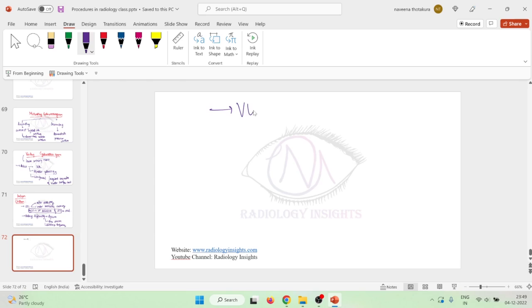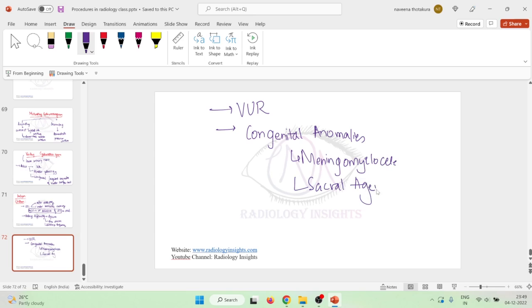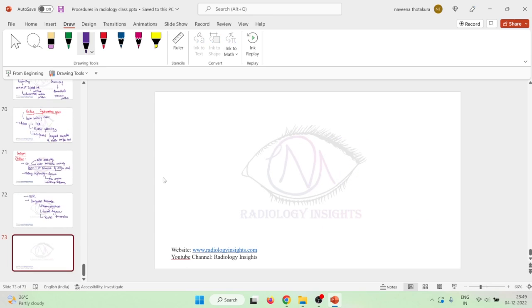Then if the child presents with vesico-ureteric reflux or any congenital anomalies, like meningomyelocele, sacral agenesis or rectal anomalies, in all these conditions we can do micturating cystourethrography.